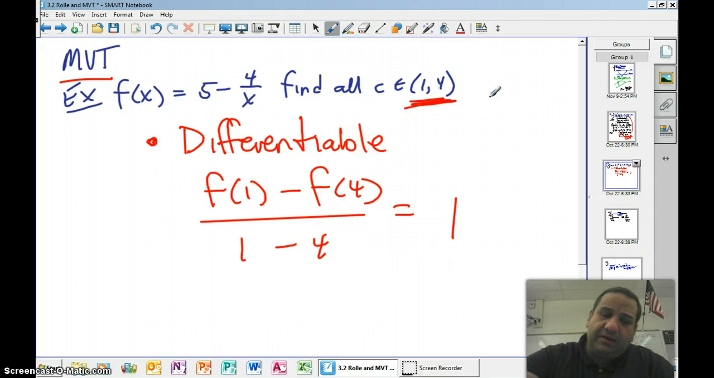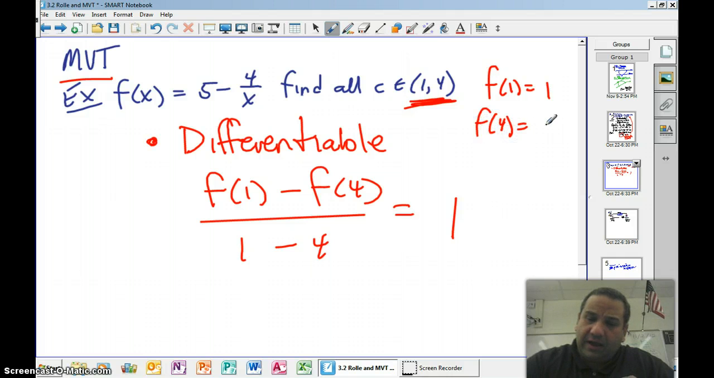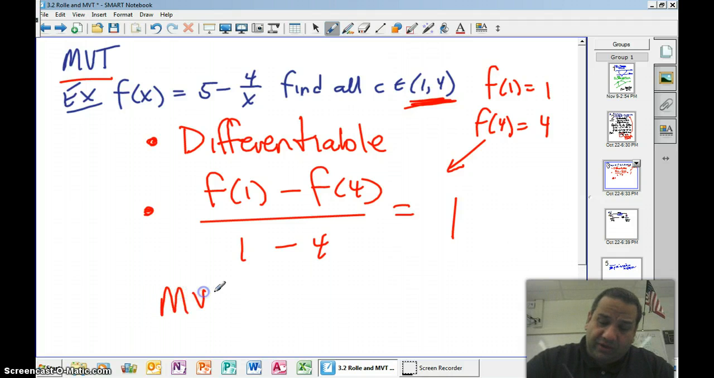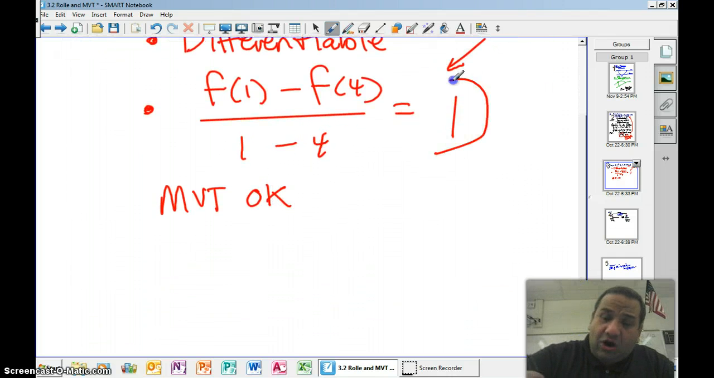If I plugged in f of 1, and I tried to do it like Rolle's theorem, I would get 1. But if I plug in 4, I get 4. These guys aren't equal. The endpoints aren't equal, so go to the alternate form of the derivative. So I now know what the derivative is for that point. It's 1. So this is okay. Mean value theorem, okay. All right, so now we're going to say I care about it being 1, not 0 now.